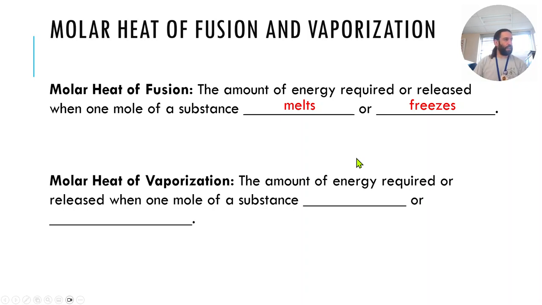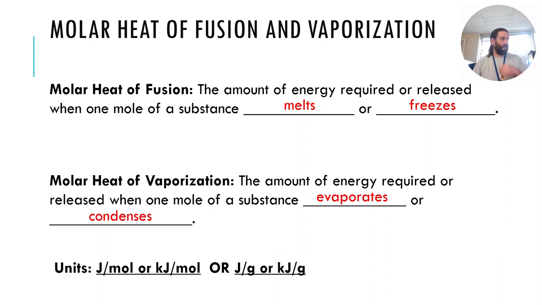So molar heat of vaporization is the same thing, but instead of melting and freezing, it's the amount of heat required or released when 1 mole of a substance evaporates or condenses. The units of molar heat are heat per mole, so it'll either be joules per mole or kilojoules per mole. Now, sometimes amounts are not measured in moles, they'll be measured in grams. So really, molar heat of fusion is just energy per amount. So if your amounts are measured in grams, it'll still be joules over grams or kilojoules over grams.